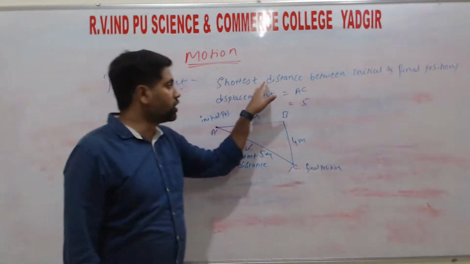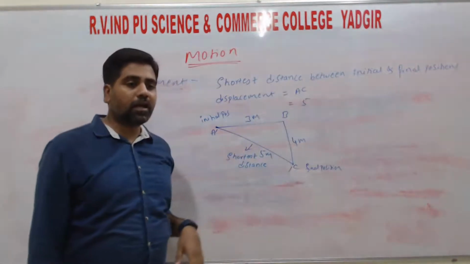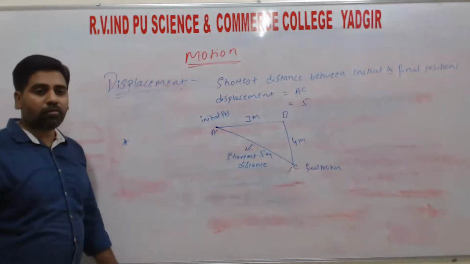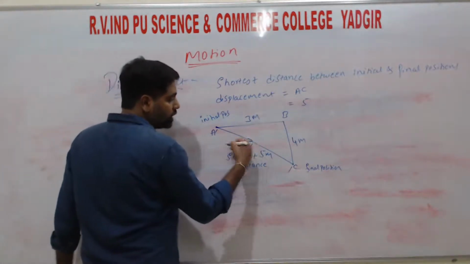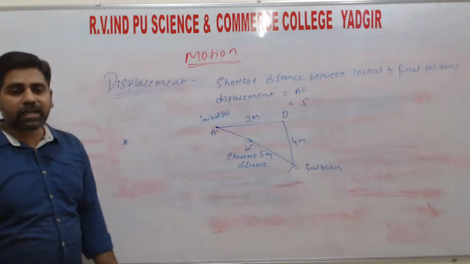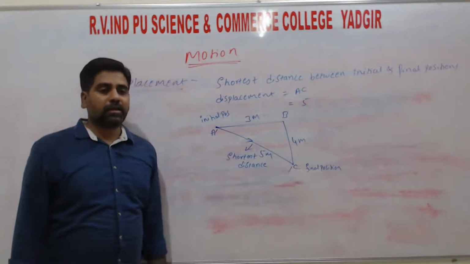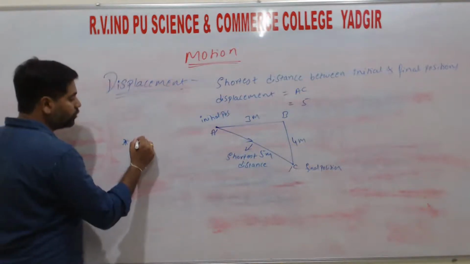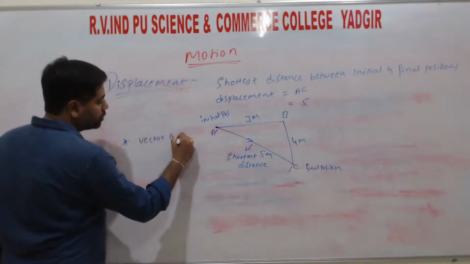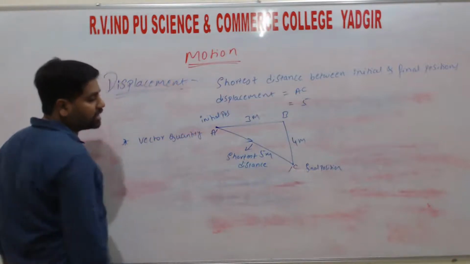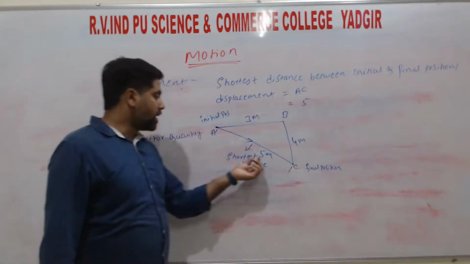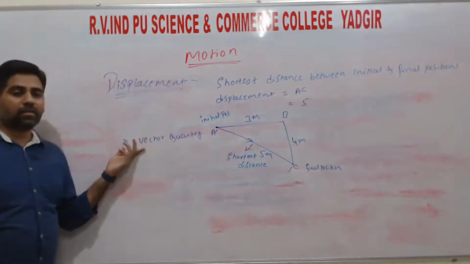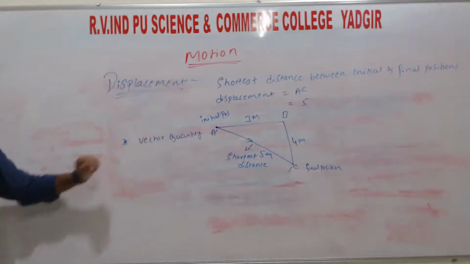So displacement is the shortest distance between the initial and final position, right? So here the displacement is a vector quantity, because here we are giving the direction. In which direction we draw the straight line, that gives the shortest distance, right? So displacement is a vector quantity because it has both the magnitude and along with its direction. So that one we call as the vector quantity, right? So this one is the first point.